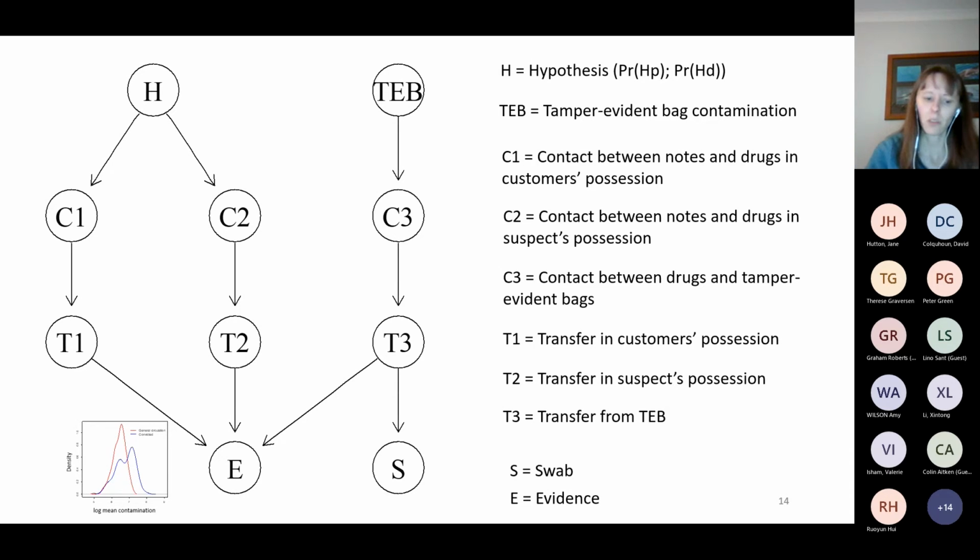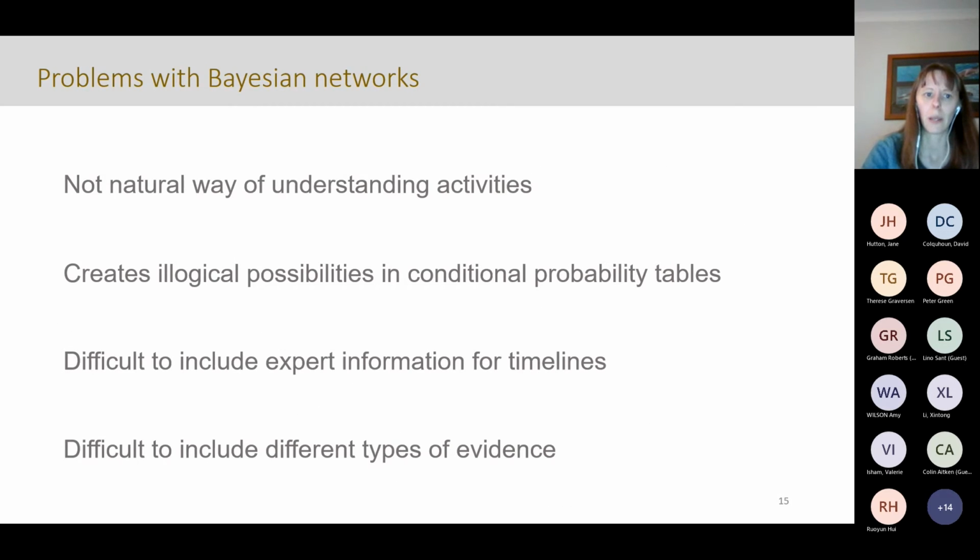a timeline. You start off with the notes being not contaminated and then you work through that until they get contaminated by various different sources. We found that difficult to incorporate into this Bayesian network. And that's a problem with Bayesian networks in general. And they do have some problems, and it's difficult to include information that is temporal.